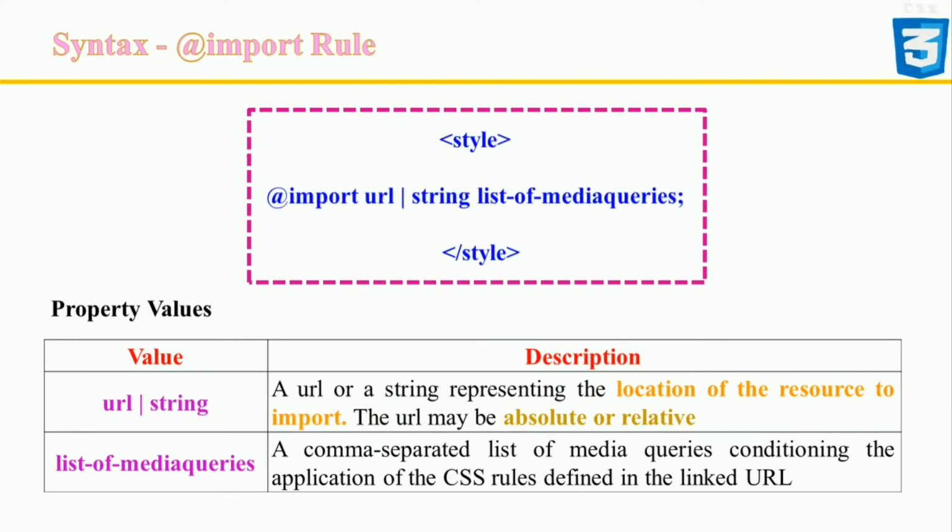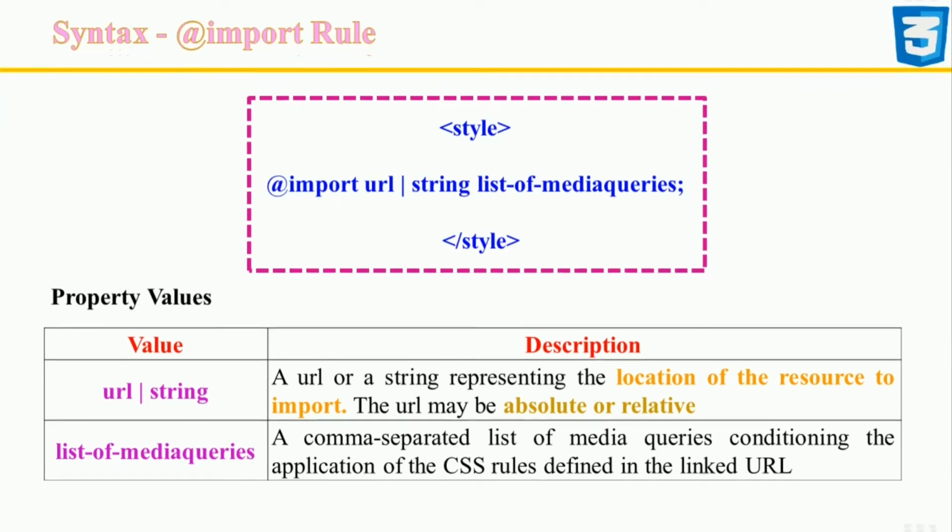In the syntax, the property URL or string represents the location of the resources to be imported. The URL may be relative or absolute. Media queries are supported by the import rule. This means that import can be media dependent. It is a comma-separated list of media queries conditioning the application of CSS rules defined in the linked URL. Media query list is optional, and this is the official syntax of the import rule. If a string is provided, it is interpreted as a URL with the same value.